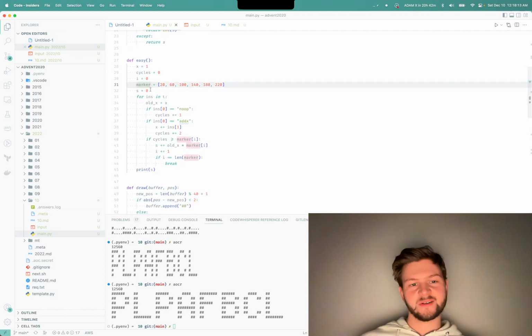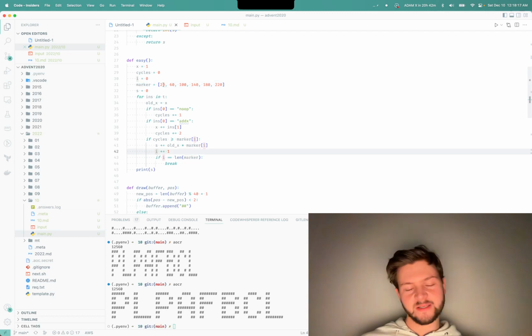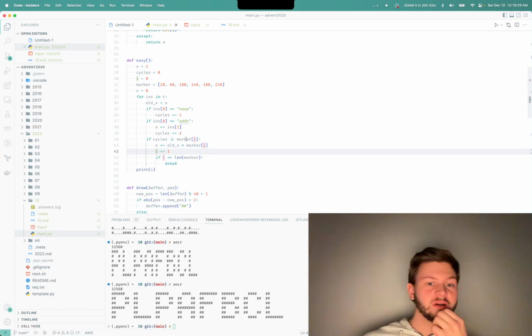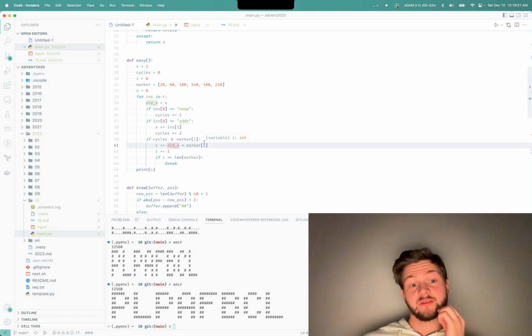I turned marker into an array, so it's always going through these, increasing the marker index by 1, so it's always checking the next marker. It's checking if the cycle is greater or equals, because if it is, it means we're past the cycle that we wanted to get the value for. So it's very simple. We just get the value before this cycle.